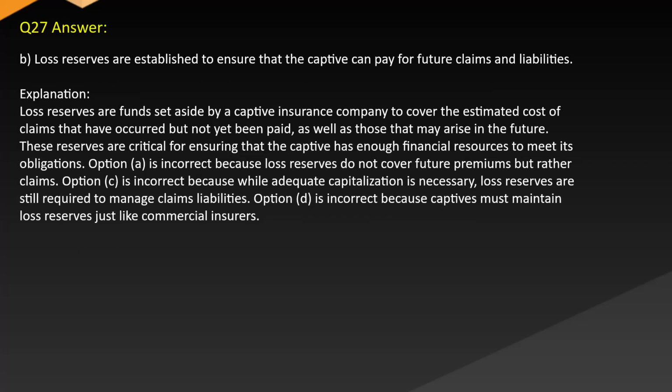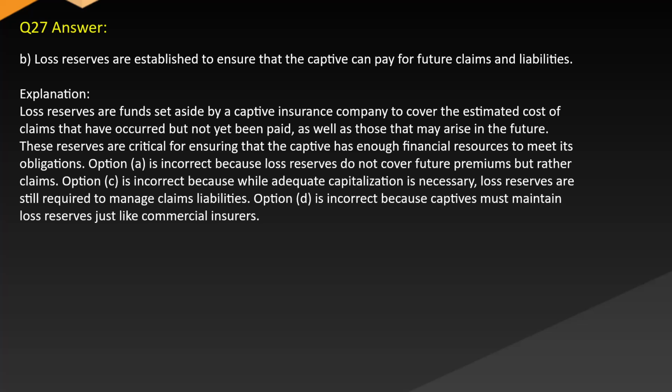Answer: B. Loss reserves are established to ensure that the captive can pay for future claims and liabilities. Explanation: Loss reserves are funds set aside by a captive insurance company to cover the estimated cost of claims that have occurred but not yet been paid, as well as those that may arise in the future. These reserves are critical for ensuring that the captive has enough financial resources to meet its obligations.